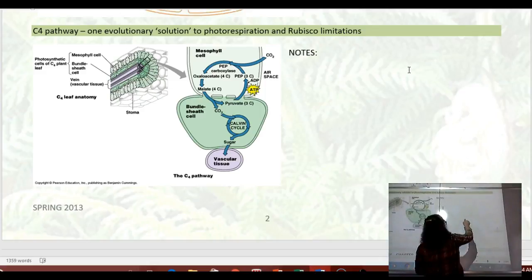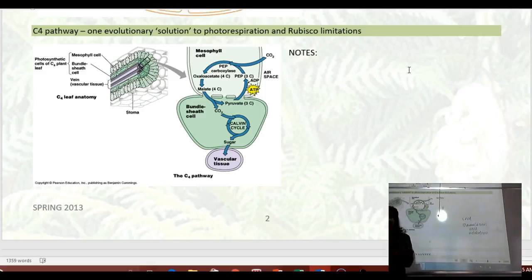Okay, CAM is crassulacean acid metabolism. And I'm going to go get me another marker. I cannot stand not being able to see what I'm writing on the board. Crassulacean acid metabolism, and there is a family of plants called the crassulacean family, Crassulaceae, family ending, okay?